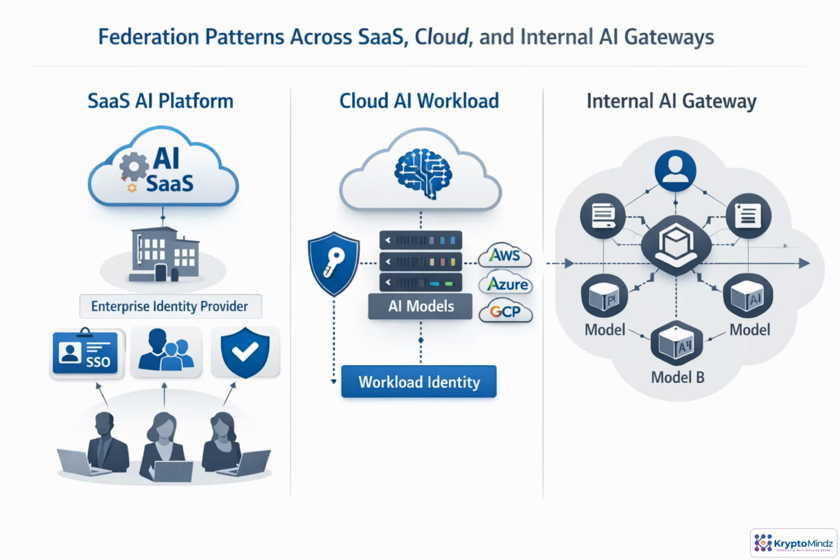Federation changes shape depending on where AI runs. For SaaS AI, the priority is connecting the product to the enterprise identity provider, so SSO, provisioning, and access policy stay centralized. For cloud workloads, federation should replace static cloud keys with short-lived workload identities. For internal gateways, the gateway becomes the broker, authenticating callers, exchanging tokens, mapping policy, and auditing access across model providers, tenants, and residency boundaries.